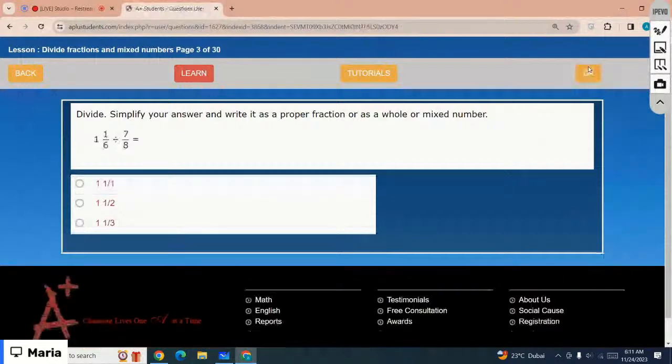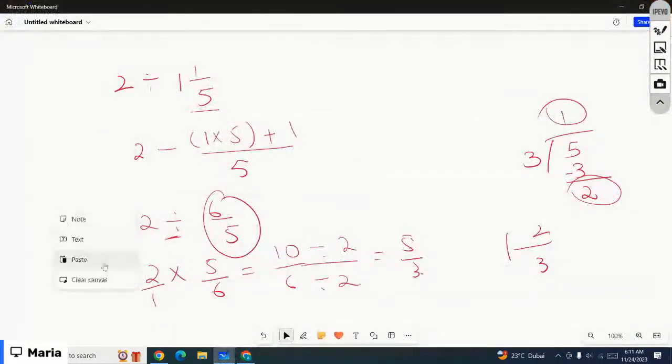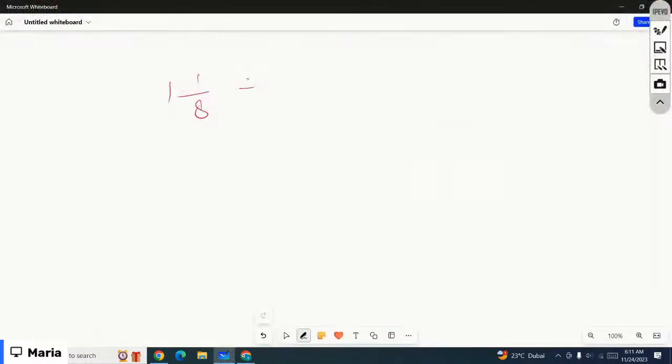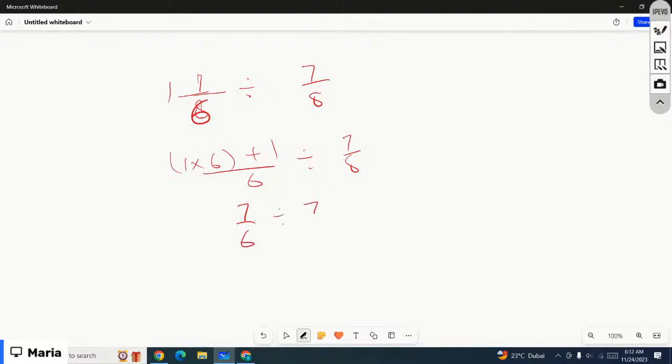Okay, the next one is divide 1 whole 1 over 6 divided by 7 over 8. Okay, so you have to do 6 times 1 plus 1 over 6. Here you have 7 over 8. I think that's the one I did in tutorial. 6 times 1 is 6 and 1, 7 over 6. Yes, divided by 7 over 8.